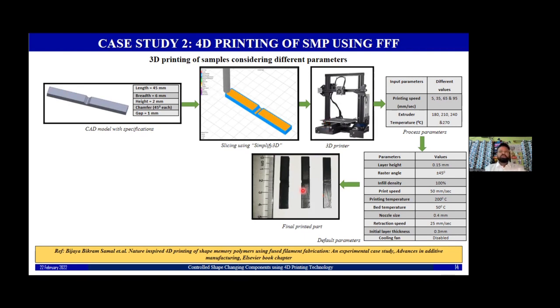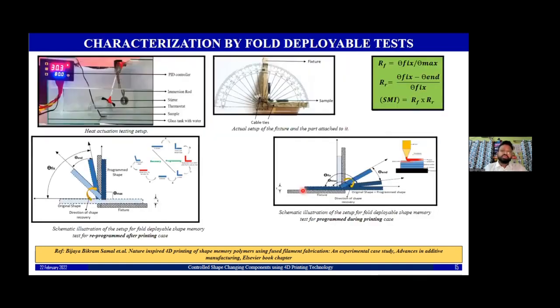So here for the characterization, I am using a fold deployable test. Here we have an in-house built setup where we have a PID controller to control the temperature of the water, and we have other components here so that we can measure the angle precisely to find out the shape fixation ratio, shape recovery ratio, and shape memory index also.